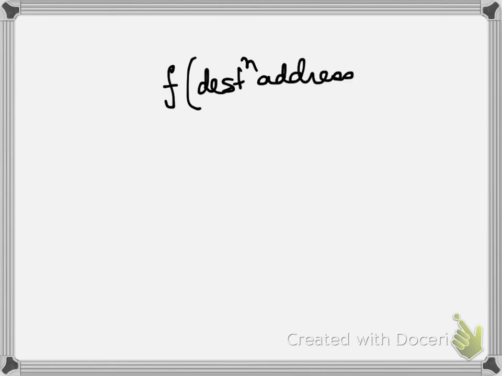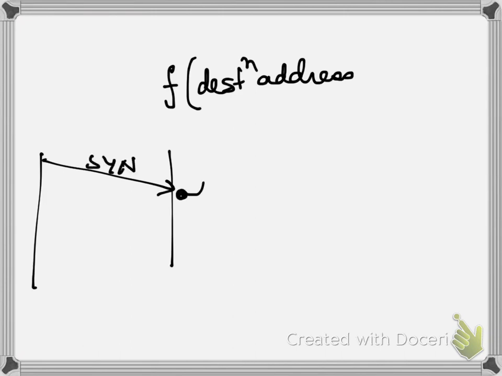So there is a sync which arrives. When this sync arrives, at this point the host will call this function. Whatever destination address is given here, it will be put here.